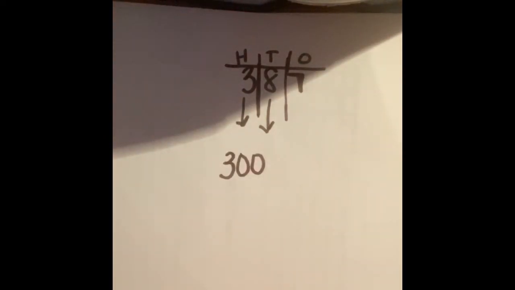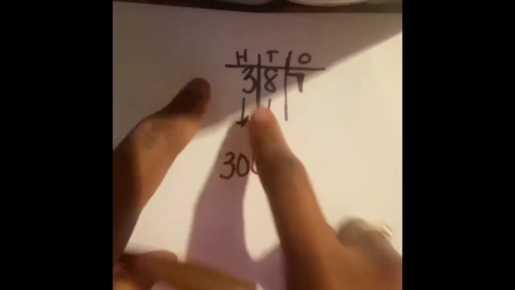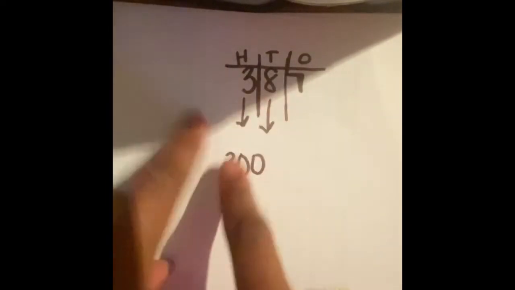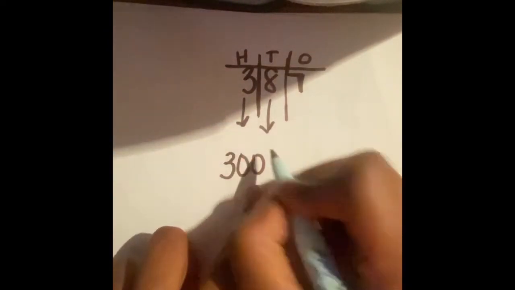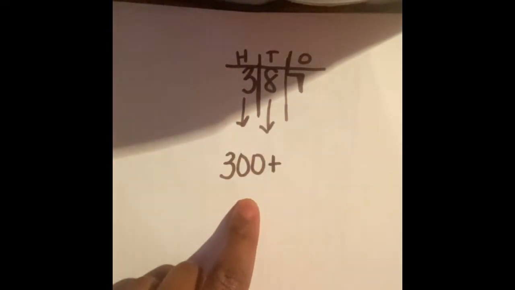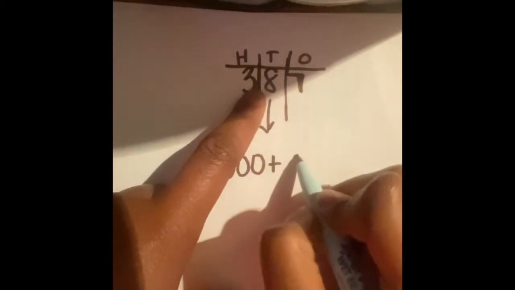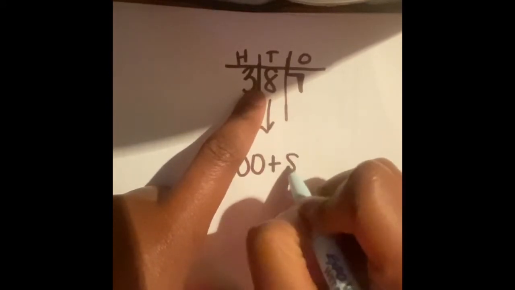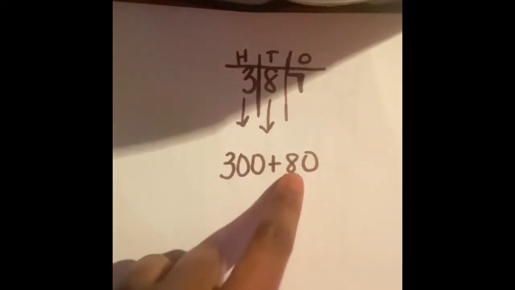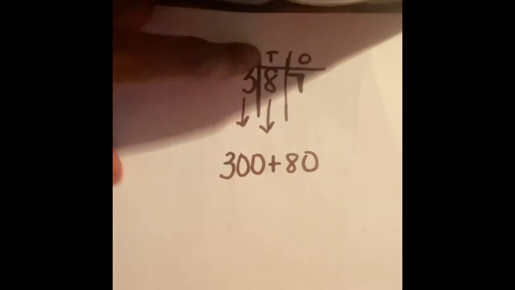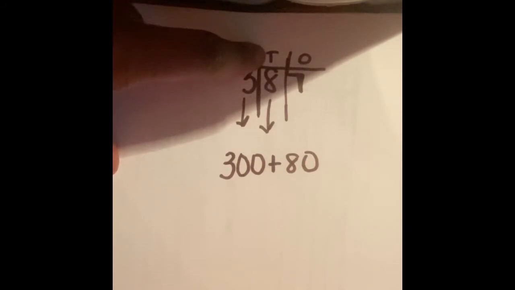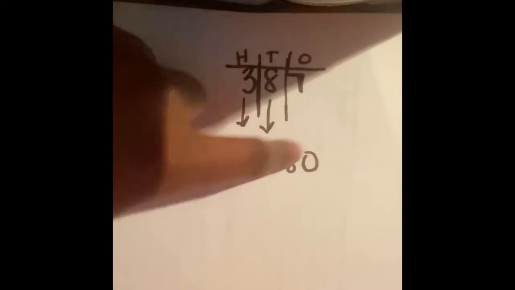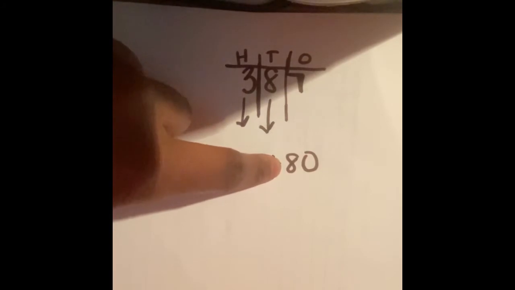80. Now, because I'm stretching out my number, but I still want to represent that the number that I'm stretching out still represents 387, I'm going to put a plus sign, and then I'm going to put 80. The reason why I put 80 and not 8 is because this is the shorter way of saying the number, and I know that 8 represents 8 tens, and 8 tens also equals 80.